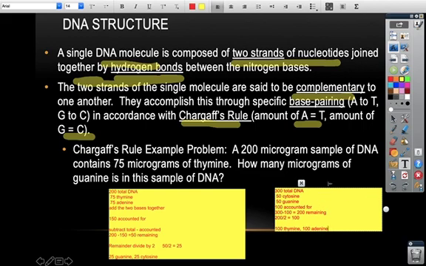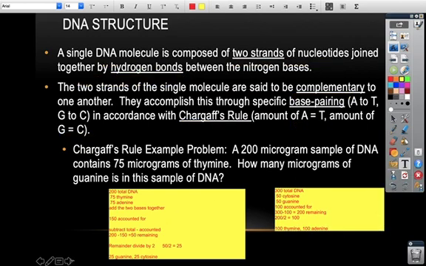So now that we've practiced Chargaff's rule, and we know that Watson and Crick used Chargaff's rule to figure out how the DNA molecule would be held together, let's move on and talk about the actual shape of DNA.